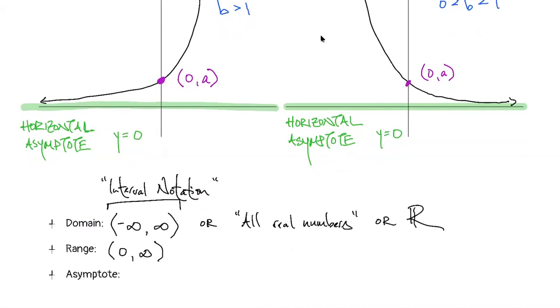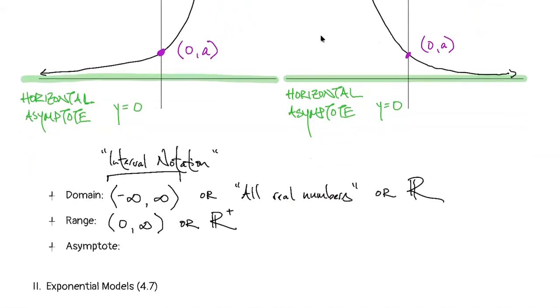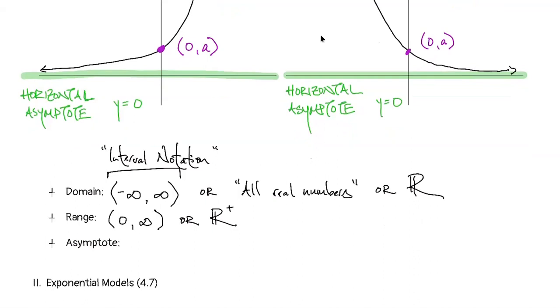You might also see this as, if you're getting really fancy, sometimes people call this the positive real numbers. Okay, so that's something that you might see in some textbooks. It's not very common, but we're going to stick to the interval notation. Okay. And then the last question here is, is there an asymptote? And yes, there is. We talked about that green line. So we have a horizontal asymptote at y equals 0. Okay.